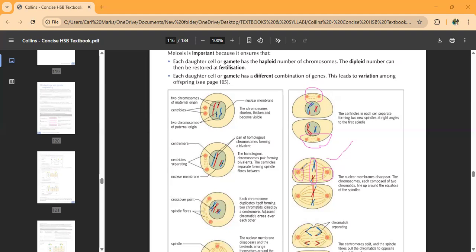It's like the second splitting up, the same process as the first stage. So once again, they pull apart. These chromosomes are pulled apart. So the chromatids are pulled apart and go to different parts of the equator, and from the equator they move to the poles again.